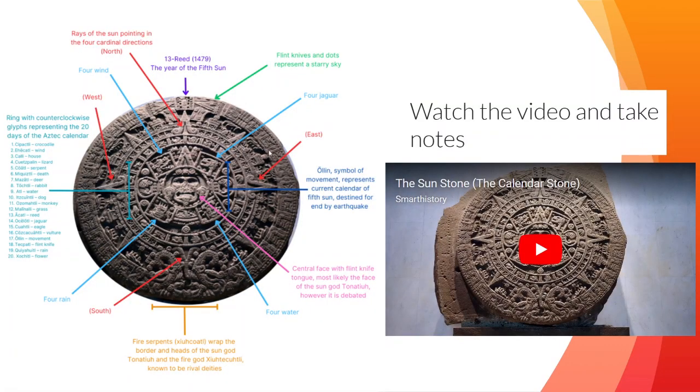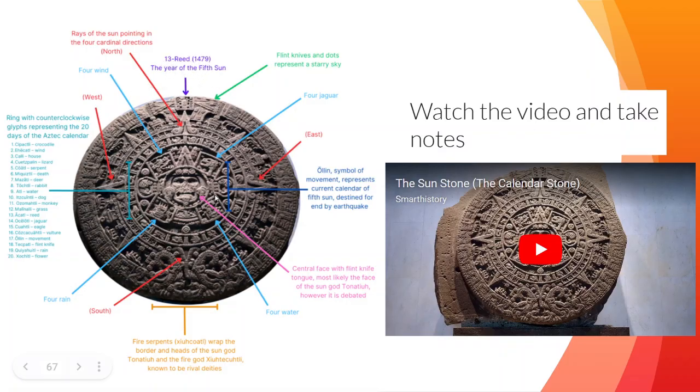So if you are interested in the full cosmology and understanding the sunstone, I would highly check out the Smart History video. Take a look at the breakdown here, because it does give a full breakdown of what is happening in each of these little sections. And we can see that it is marking time because, again, their writing is marking literal years.